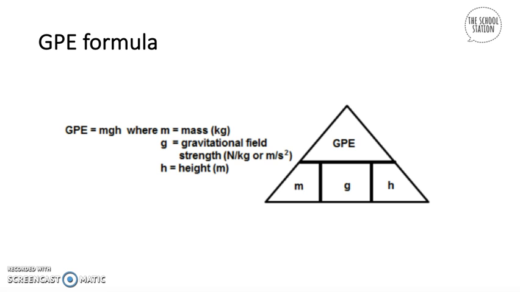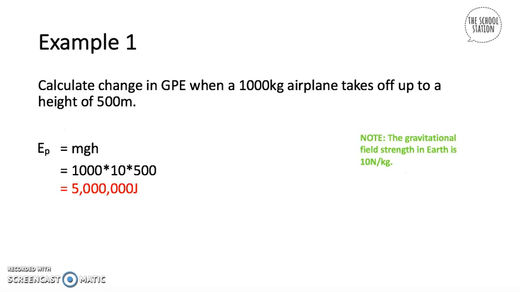So now that we know about the GPE formula, we're going to go on to an example. A typical exam style question you may get is: calculate the change in GPE when a 1000 kg airplane takes off up to a height of 500 meters.